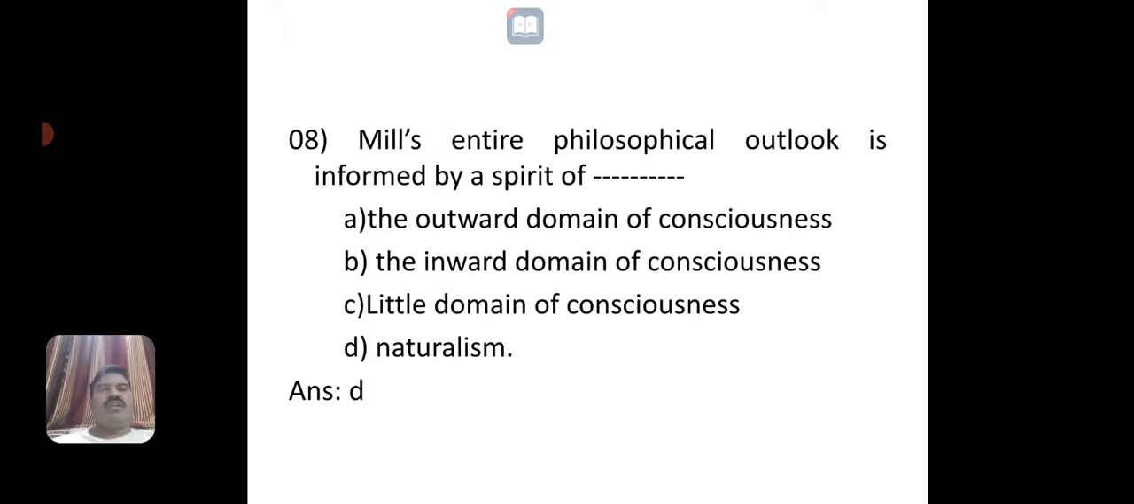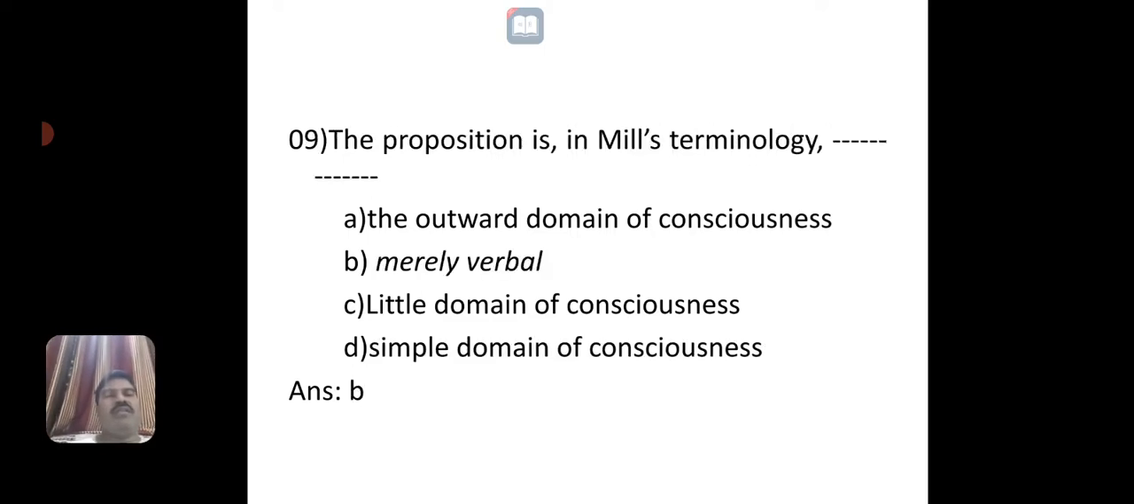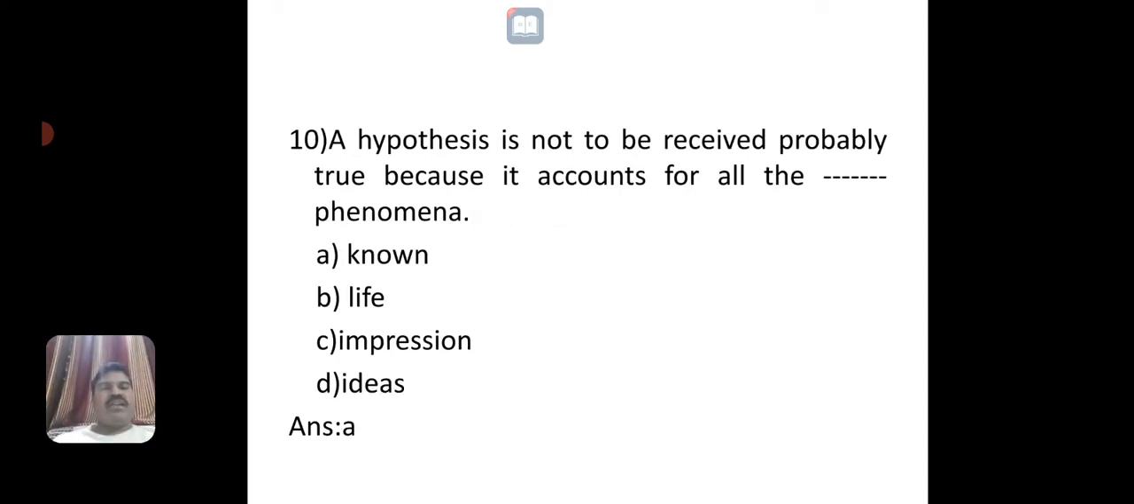Eighth question. Mill's entire philosophical outlook is informed by a spirit of dash. The first choice is the outward domain of consciousness. Second one, the inward domain of consciousness. Little domain of consciousness, naturalism. Ninth question. The proposition is, in Mill's terminology, dash: the outward domain of consciousness, merely verbal, little domain of consciousness, simple domain of consciousness.